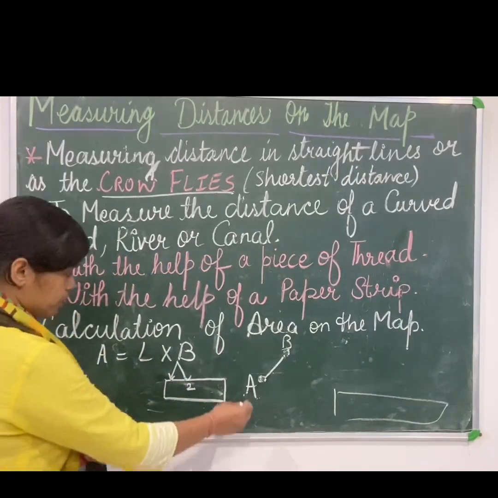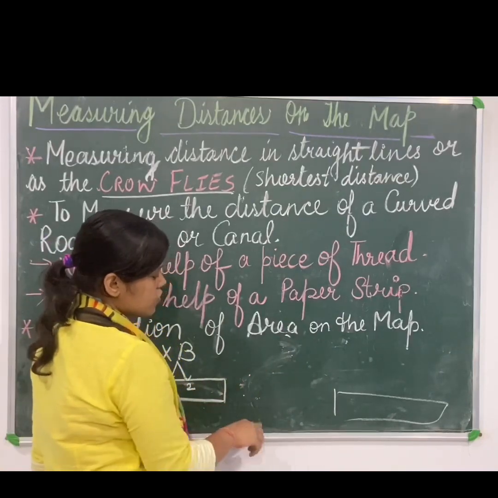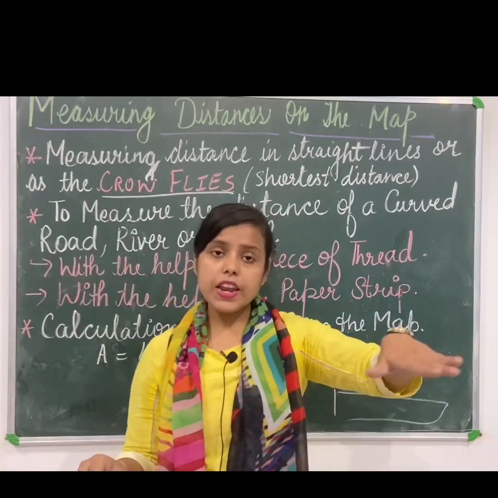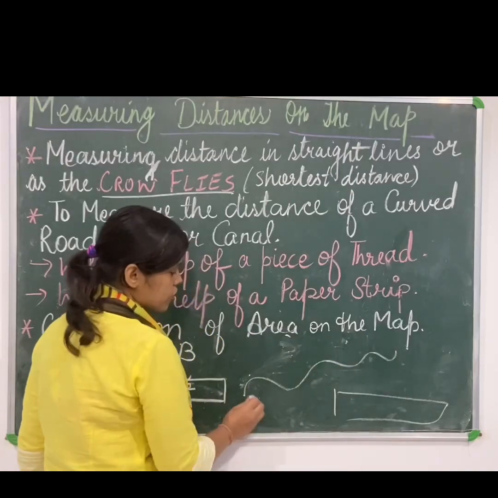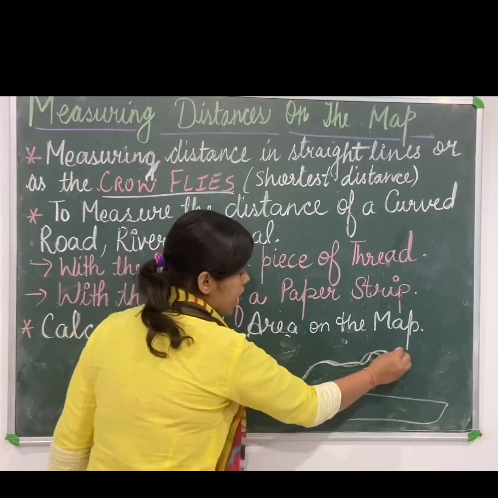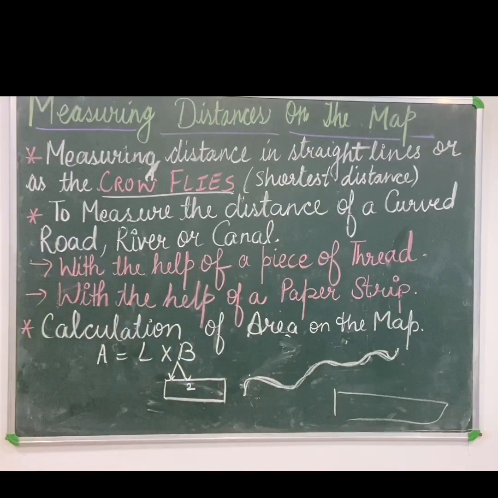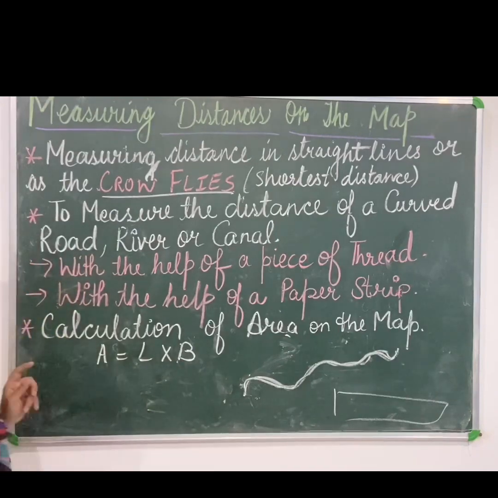Suppose from point B you have to measure a river's distance, and the river is not even at all places. Sometimes the river is always in a curved form. Suppose this is a curved form of that river and you have to measure this distance. Then how will you measure? What steps will you take to measure? You will take one thread now.